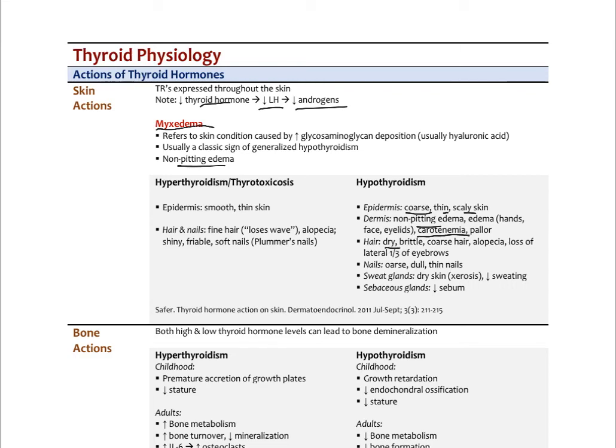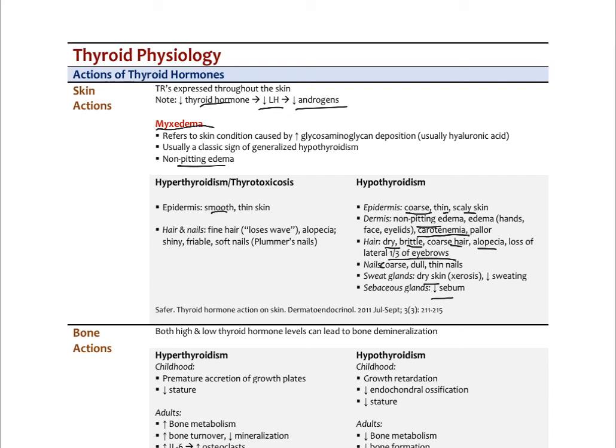Hair tends to become dry, brittle, and coarse. You might have alopecia, and then the loss of the lateral 1/3 of the eyebrows can occur from low thyroid. The nails become coarse, dull, and thin. There is an increased risk of potentially fungal infections, tinea on the nails. And then sweat glands become dry. We get xerosis, decreased sweating, and then we get decreased sebum as well, from the sebaceous glands, with hypothyroidism.